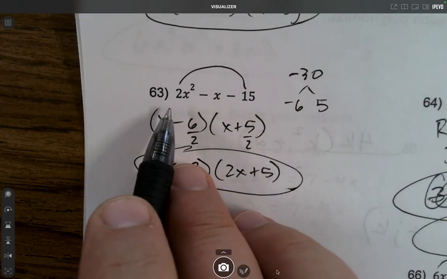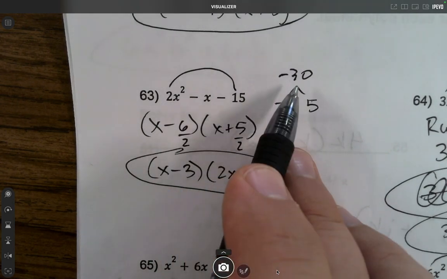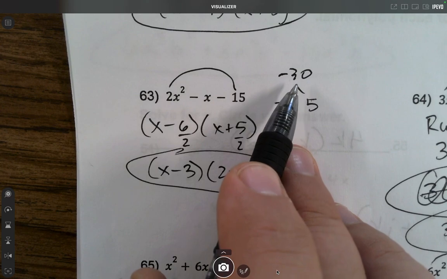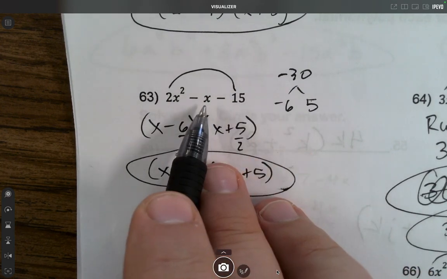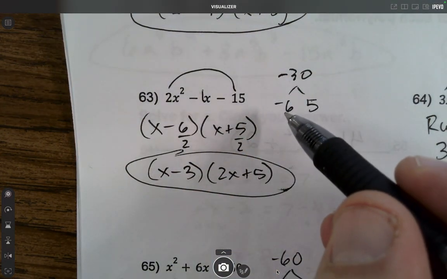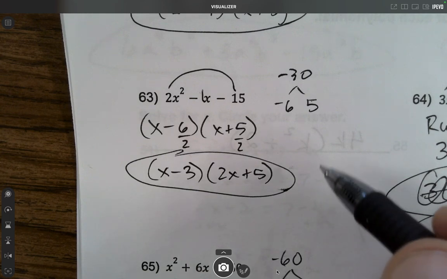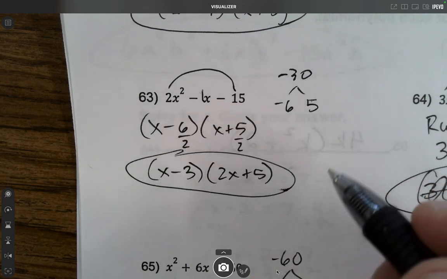63 will be similar to 61. We multiply 2 times negative 15, get negative 30. Now our goal is to figure out two numbers that multiply to be negative 30 and add up to negative 1, because there's an understood 1 right there. So negative 6 and positive 5 accomplish that goal. They multiply to be negative 30, and when added together, they give you negative 1.